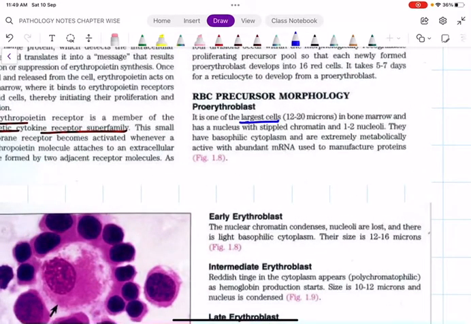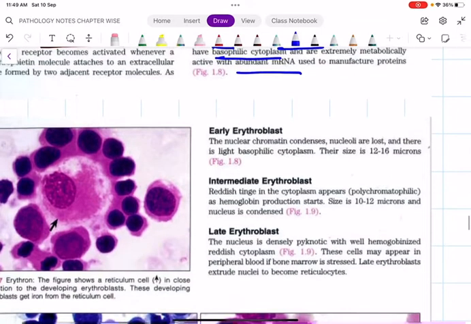Now coming into pro-erythroblast, remember, first point, it is the largest cell. It has a nucleus with stippled chromatin. It has extremely high basophilic cytoplasm. Why basophilic? Because it has abundant RNA and proteins. Then coming into early erythroblast, the nucleoli will be lost, and the basophilia will be lighter.